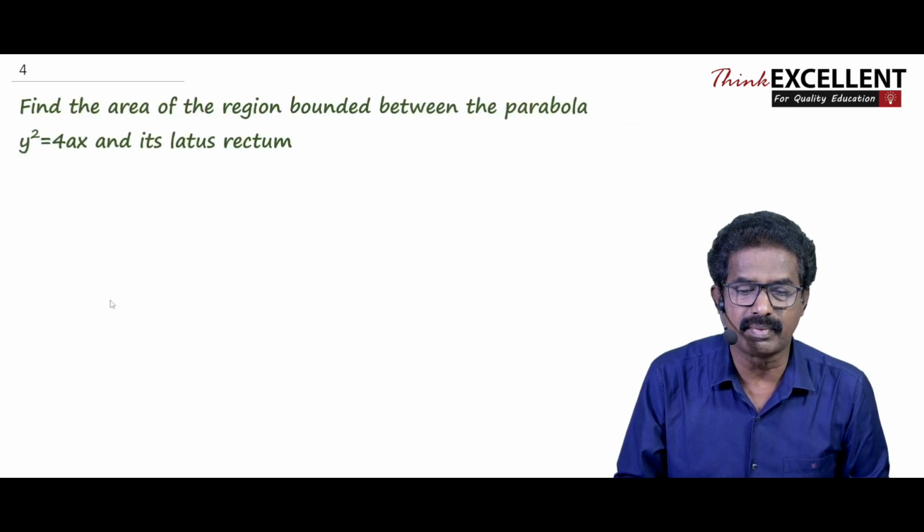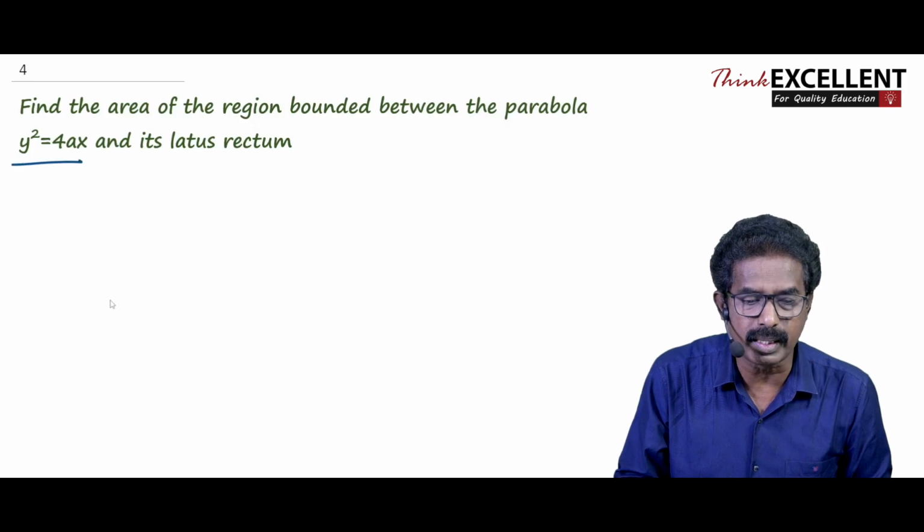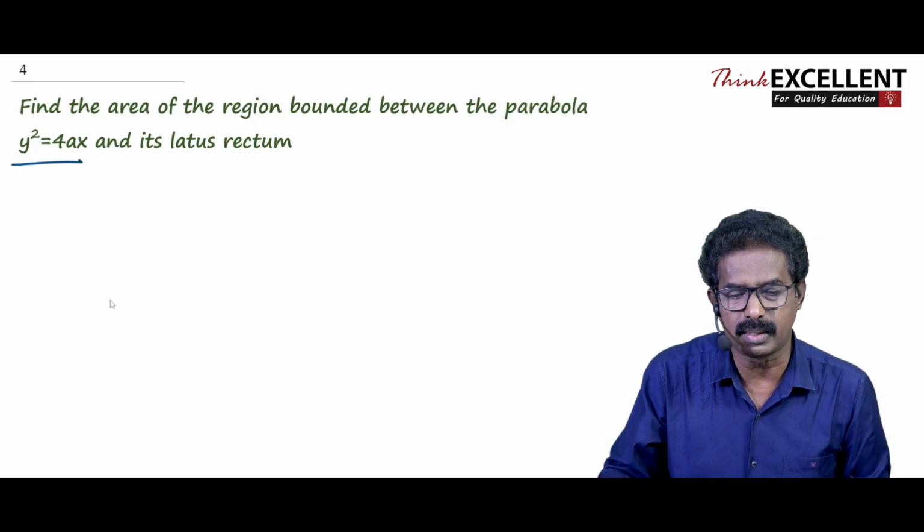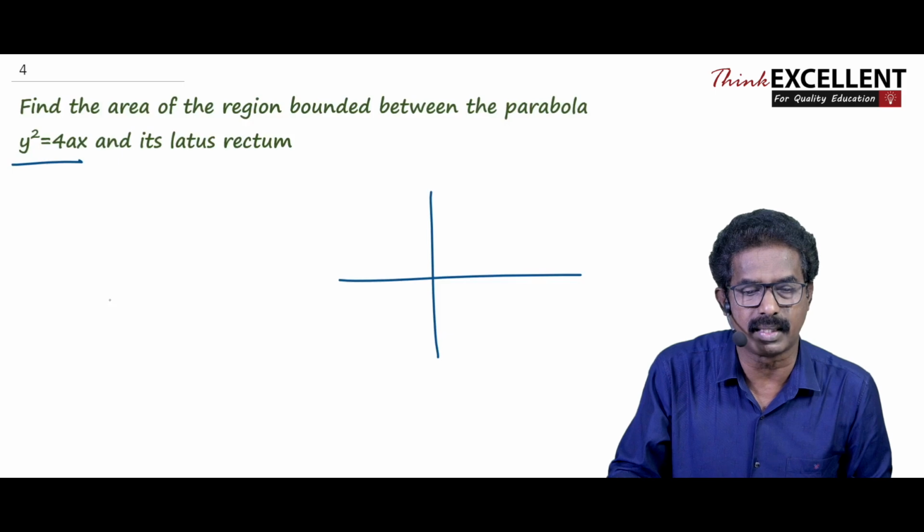Now sum number 4. Find the area of the region bounded by the parabola y square equal to 4ax. So y square equal to 4ax is the first type of parabola, right?